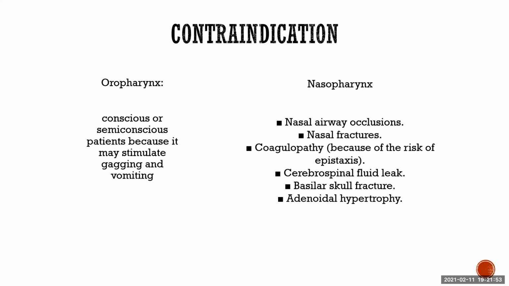So for contraindications, we have the oropharynx and the nasopharynx. For the oropharynx, the contraindication is a conscious or semi-conscious patient, because the patient might gag and vomit. And then for the nasopharynx, the contraindications are any nasal airway occlusion, nasal fracture, risk of epistaxis, cerebrospinal fluid leak, basilar skull fracture, and adenoidal hypertrophy.